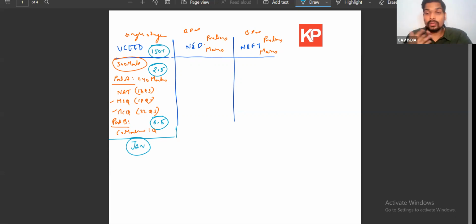Obviously, even if you're scoring around 130, when the difficulty level is very high, that probably would land you in a very good college. But target for 150 plus on an average, I'm talking about a medium level paper. So that's a brief on the UCEED question paper.